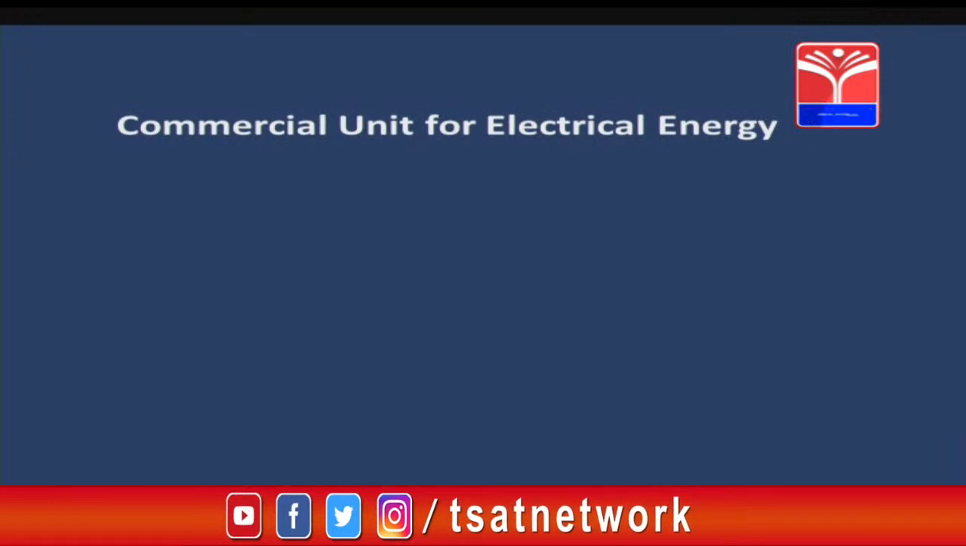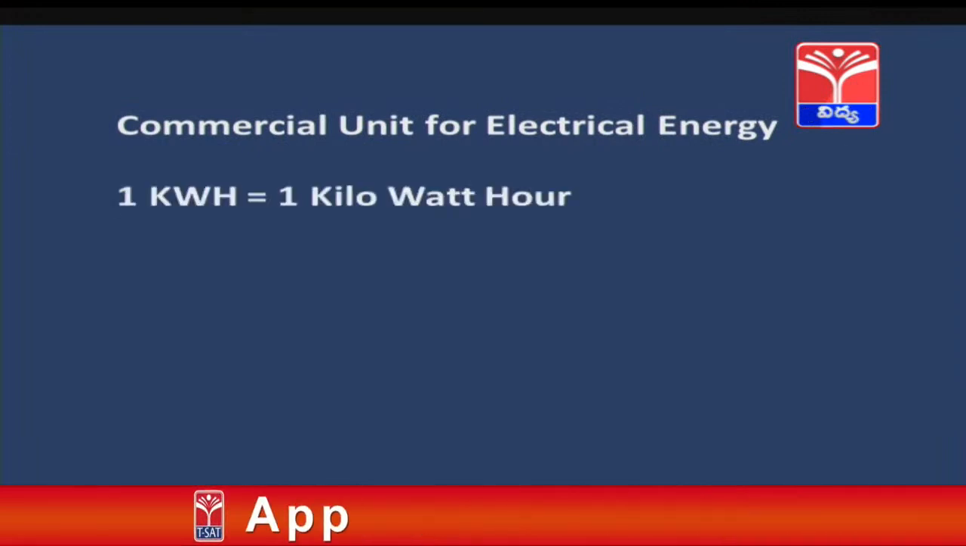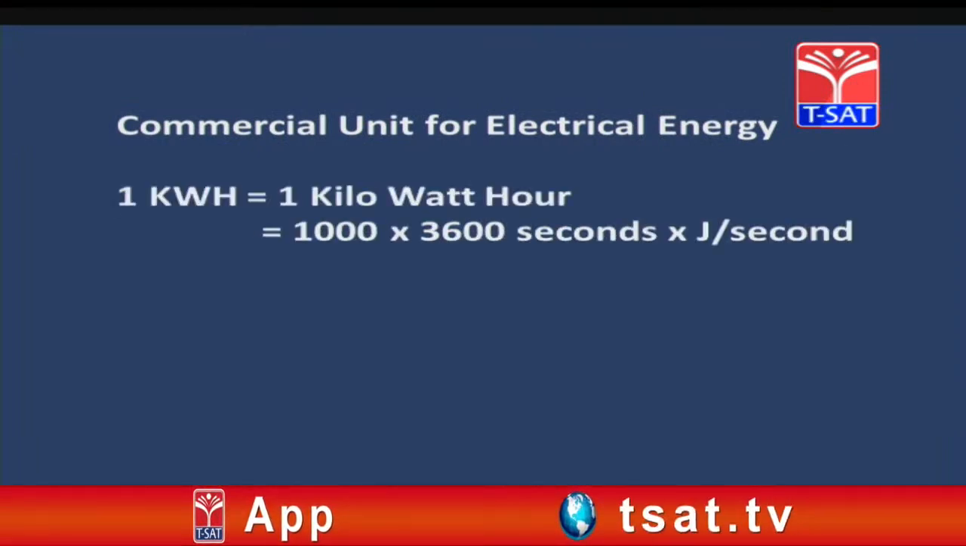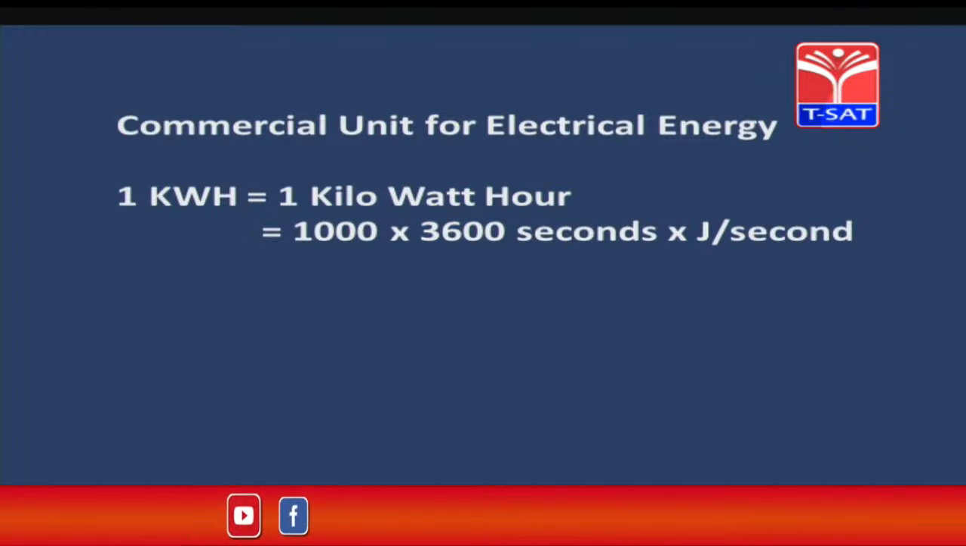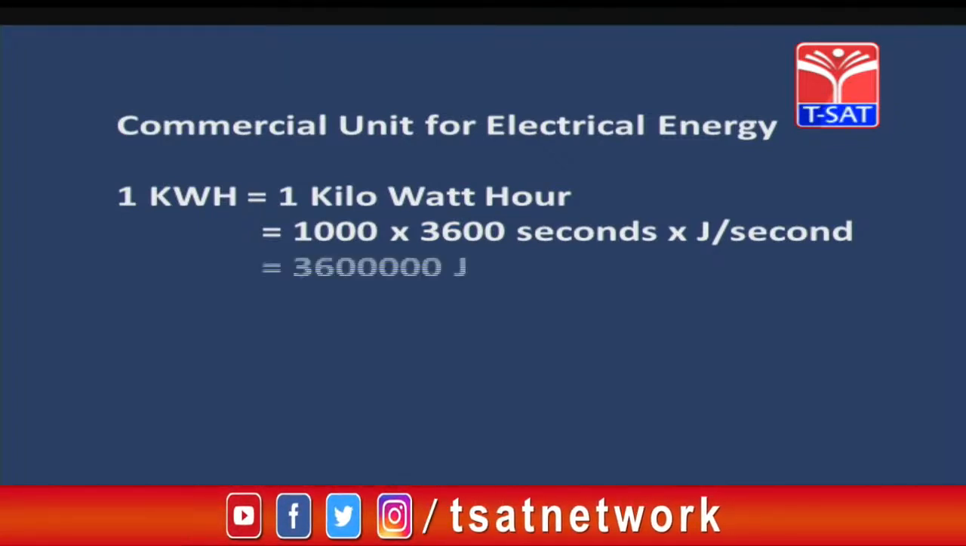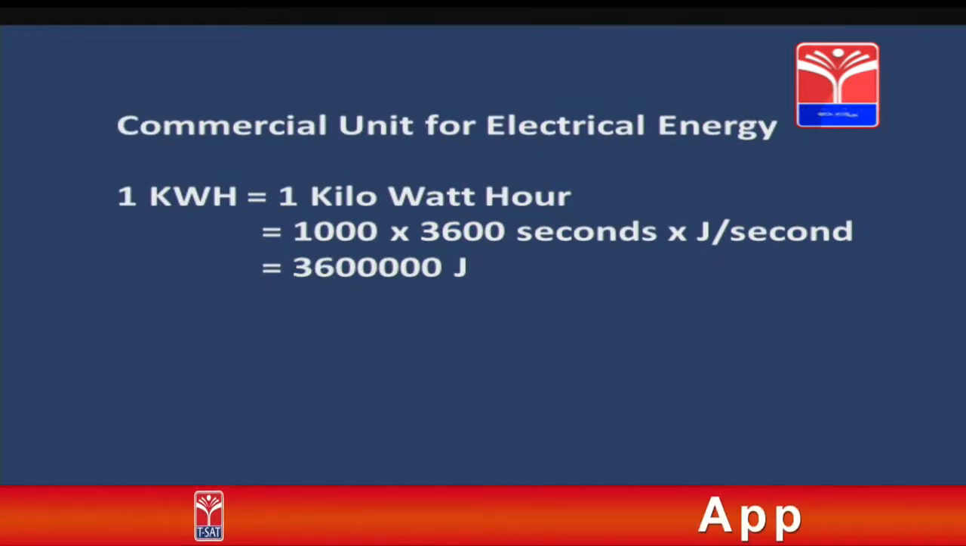Commercial unit for electrical energy is 1 kilowatt hour, which is 1000 times 3600 seconds, which is 1 hour, and 1 watt is 1 joule per second. So, substituting all the values, we get 1 kilowatt hour equal to 36 lakh joule.